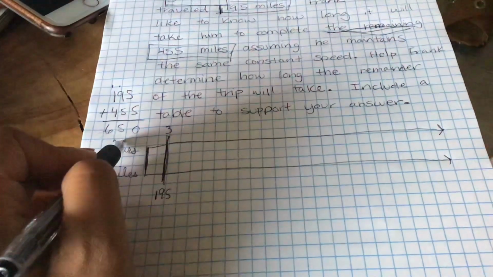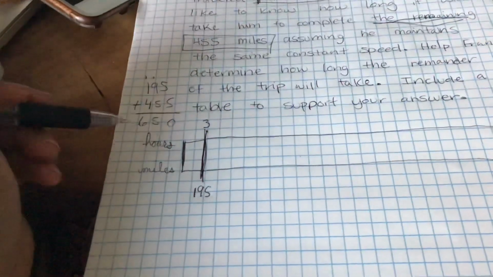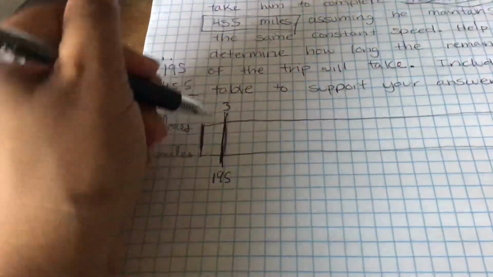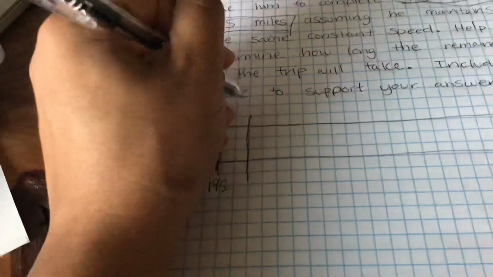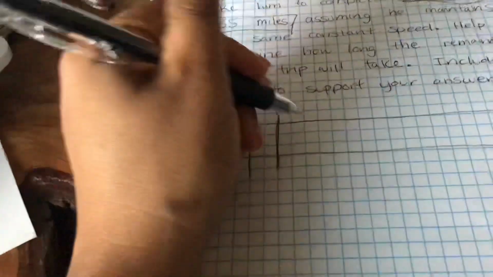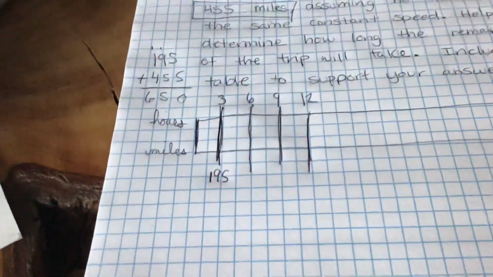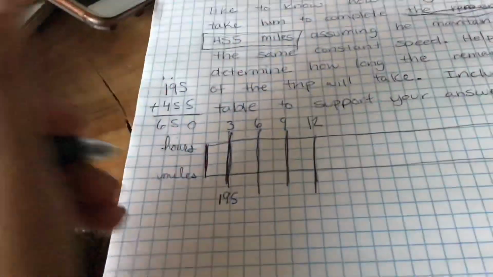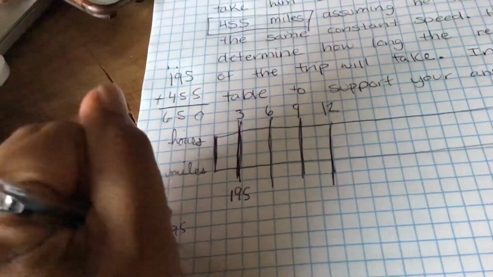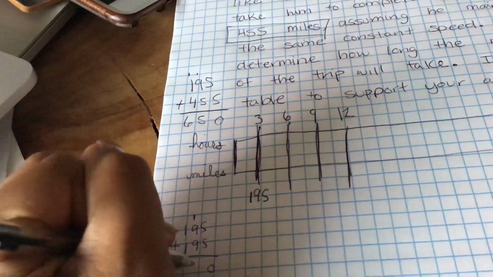But let's just actually use this information and use skip counting to see how close we can get to this number. So first, counting by threes is easy. 6, 9, 12. So on the top, I'm just counting by 3. So that's 3 hours at a time. And on the bottom, I'm going to count by 195. So I'm just going to do that math right here. 195 plus 195. 390. So this is 390.